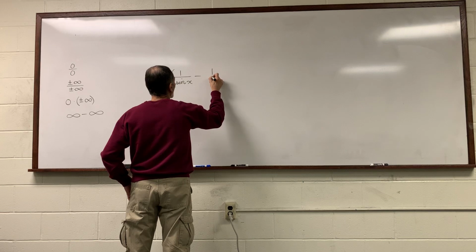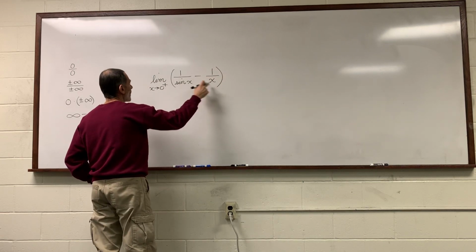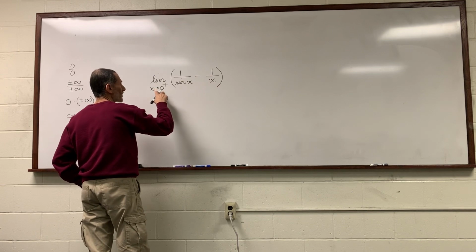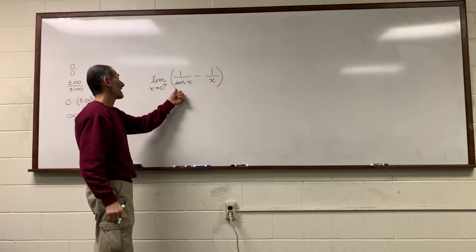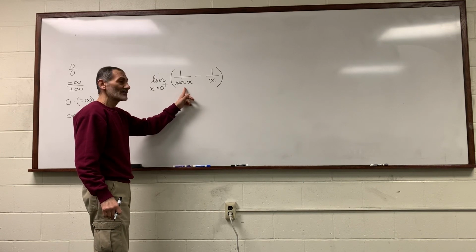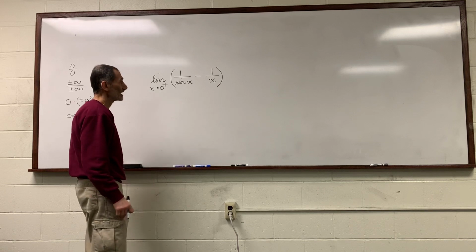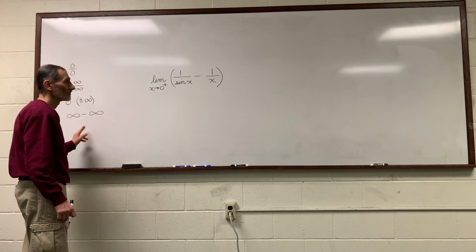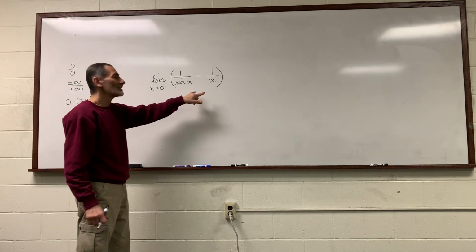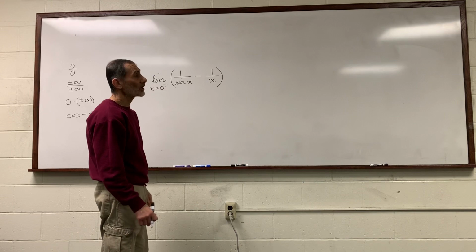minus 1 over x. We have already seen that the limit of 1 over x as x approaches 0 from the right is infinity. 1 over the sine of x, well, as x approaches 0 from the right, the sine of x approaches 0 and is positive, so this is also infinity. So we have infinity minus infinity here. How do we turn that into a single quotient? By creating a common denominator.